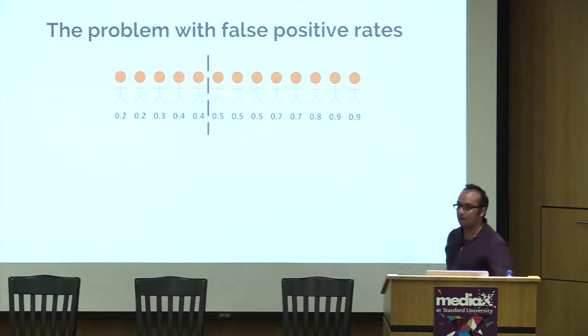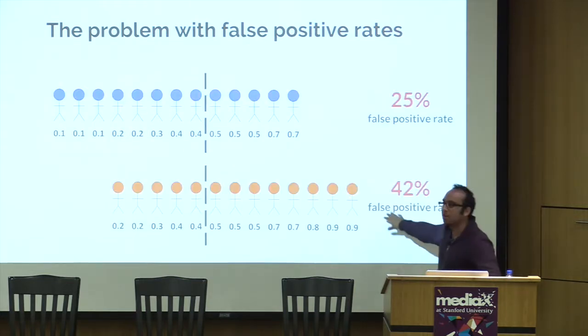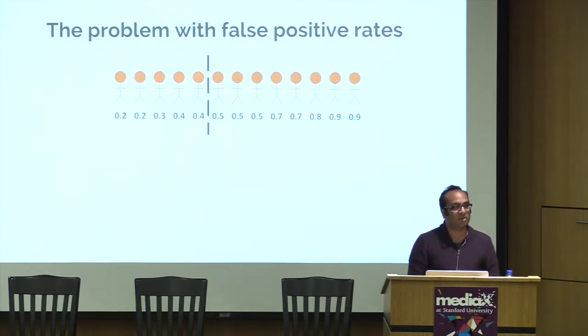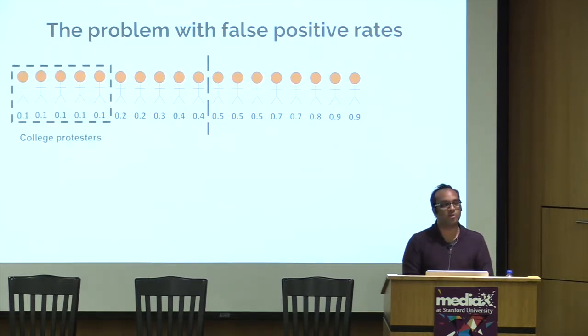So here, remember, our orange group has a high false positive rate. And we don't like that, right? We saw this as evidence of bias against the orange group because they had higher false positive rates. So how can I lower the false positive rate of the orange group? Very simple solution. I'm going to go out and arrest a lot of college protesters. Low-risk college protesters. Why? What is that going to help me with?